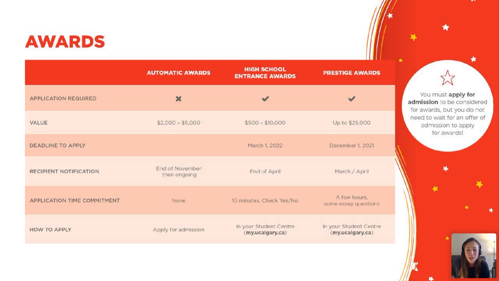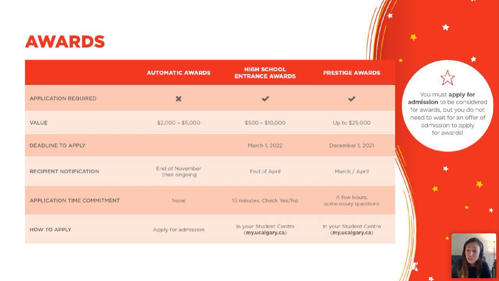As a reminder, so for automatic admission awards, you do not need to apply for those, but for Prestige Awards and High School Entrance Awards, you need to make sure that you submit those 2 applications. Submitting those will qualify you for hundreds of different awards, and the awards team will do a really thorough job and make sure that they are considering you for everything that you might be eligible for. Prestige Awards is going to be due on December 1st, and then the High School Entrance Awards application is due on March 1st.